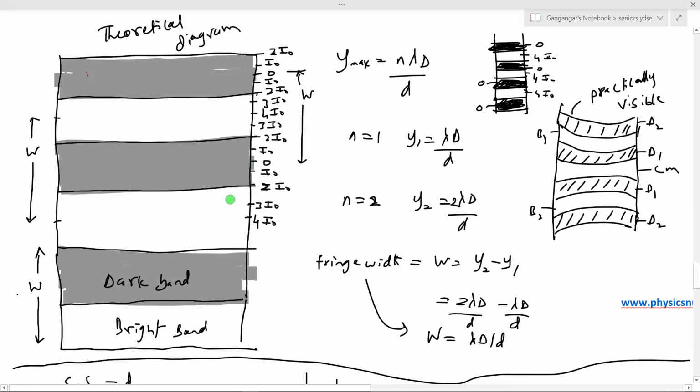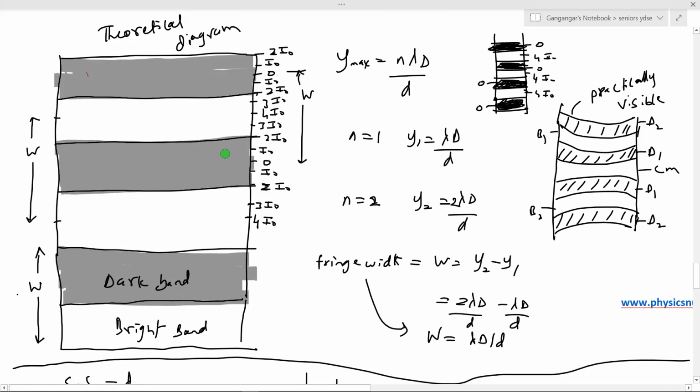In general, we see bright and dark bands, but if you take the help of a travelling microscope, at the midpoint of the bright band the intensity will be 4 I naught. At the midpoint of the dark band, the intensity will be 0. As I move from the center of the bright band to the next center of the dark band, the intensity will vary from 4 I naught, 3 I naught, 2 I naught, I naught, and 0. Again, as I move from the center of the dark band to the center of the bright band, the intensity will vary from 0, I naught, 2 I naught, 3 I naught, 4 I naught.